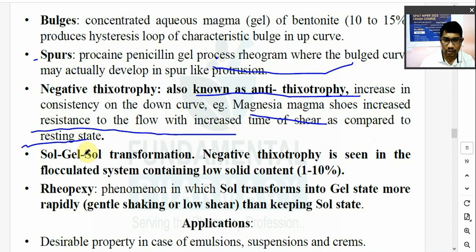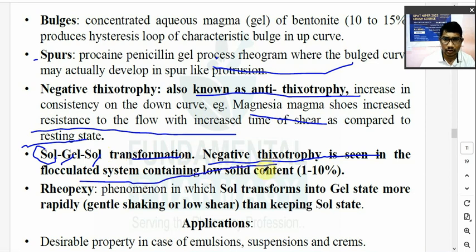जो thixotropy था, that was a gel, sol, gel phenomenon, but negative thixotropy is nothing but the opposite. So in negative thixotropy, material showing negative thixotropy, they are a solution at rest, they are a sol at rest, and if you apply stress, it will get converted to gel, and if you remove the stress, it will convert again into sol. So here सोल, जेल, सोल फिनोमेना है, जैसे थिक्सोटॉपी में जेल, सोल, जेल फिनोमेना, इसके अपोजिट है सोल, जेल, सोल फिनोमेना, and that's why it is known as negative thixotropy और anti-thixotropy. Now it is seen in the flocculated system containing low solid content.